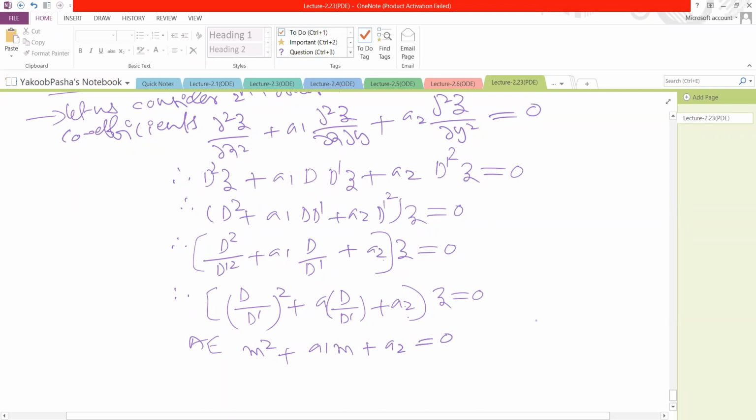ప్రతిసారి ఇలా d dash తోటి డివైడ్ చేయకుండా సింపుల్ గా ఈక్వేషన్ లోనే ఇక్కడే d square plus a1 dd dash plus a2 d dash square లోనే take d is equal to m and d dash is equal to 1 తీసుకోండి. తీసుకుంటే ఈక్వేషన్ వచ్చేస్తుంది m square plus a1m plus a2 equal to 0. That is the corresponding auxiliary equation. Okay, మనం ప్రాబ్లం చేసేటప్పుడు డైరెక్ట్ d equal to m, d dash is equal to 1 substitute చేస్తే auxiliary equation.